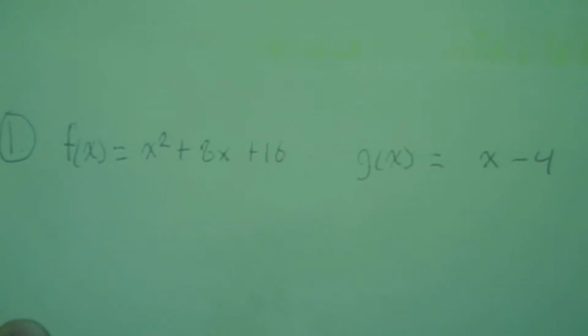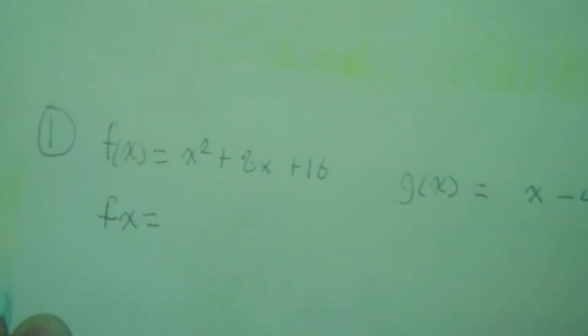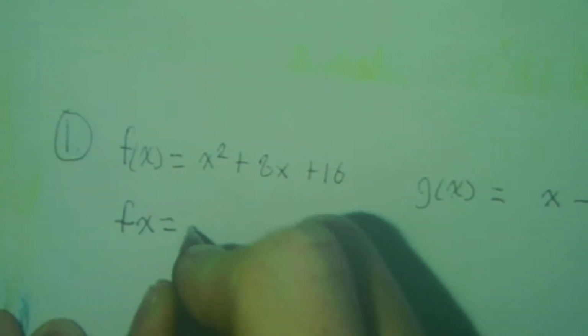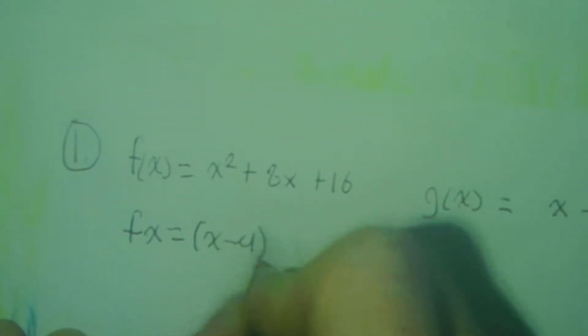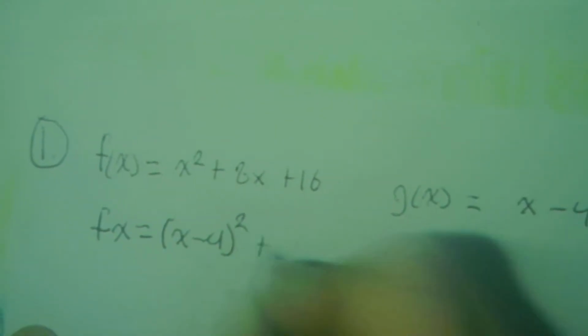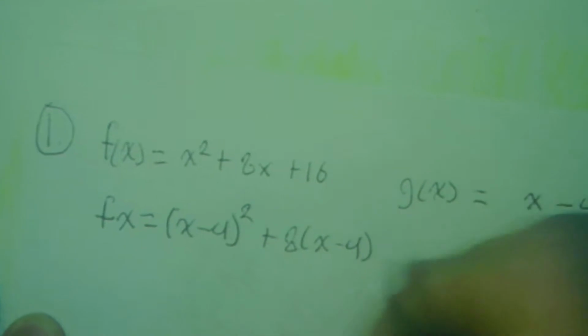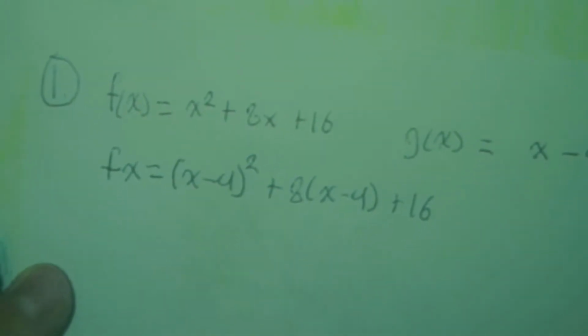What's your name? Okay. You get a good start for the day. Good job. All right. So first, we'll just plug in the G of X for the X term over here. For every X, we're going to plug in X minus 4. Like so. Now from here, you basically just simplify.